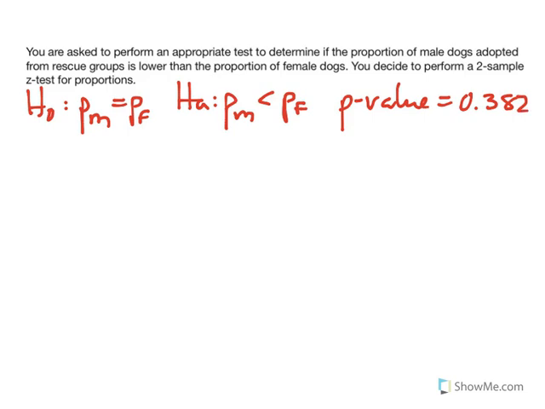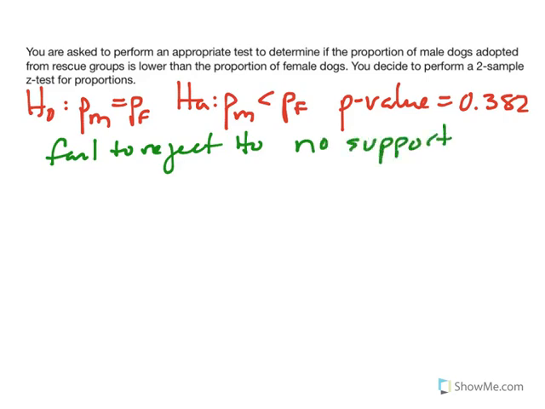So now we have to make our decisions. Decision number 1. Check out that p-value. Now, there was no alpha given, but still that p-value is pretty high. So we are going to fail to reject our null. And then because we failed to reject, that means that there's not enough evidence to support the alternative hypothesis. Now we just have to write it up.